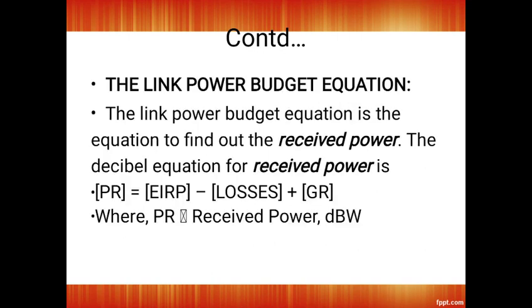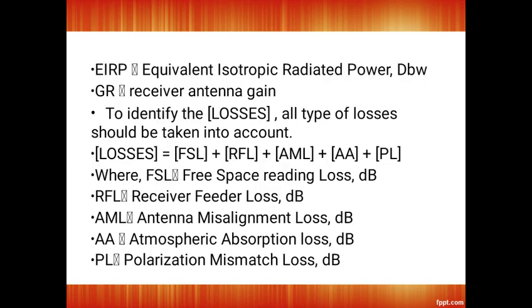The link power budget equation. The link power budget equation is the equation to find the received power. The decibel equation for received power is PR equals EIRP minus losses plus GR, where PR is the received power in dBW, EIRP is the equivalent isotropic radiated power in dBW, and GR is the receiver antenna gain. To identify the losses, all types of losses should be taken into account.